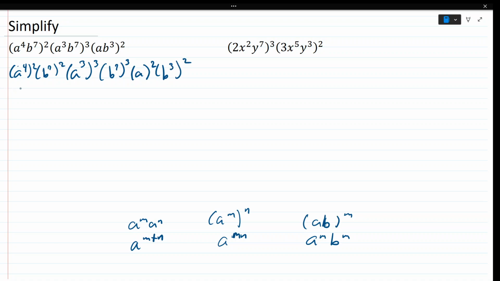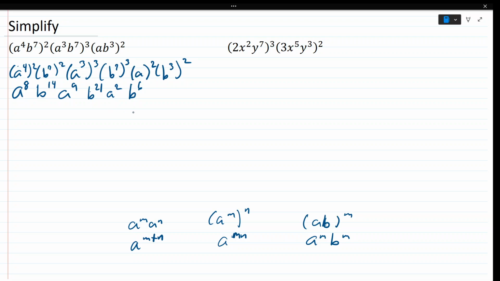And then using the power rule here, that if we raise an exponential to another power, you multiply the exponent. So a to the fourth squared, that'll be a to the eighth. Then the b to the seventh squared, that'll be b to the 14th. A cubed cubed, that'll be a to the ninth. B to the seventh cubed, that'll be b to the 21st. A squared, well, that'll just be a squared. And then b to the third squared, that'll be b to the sixth.